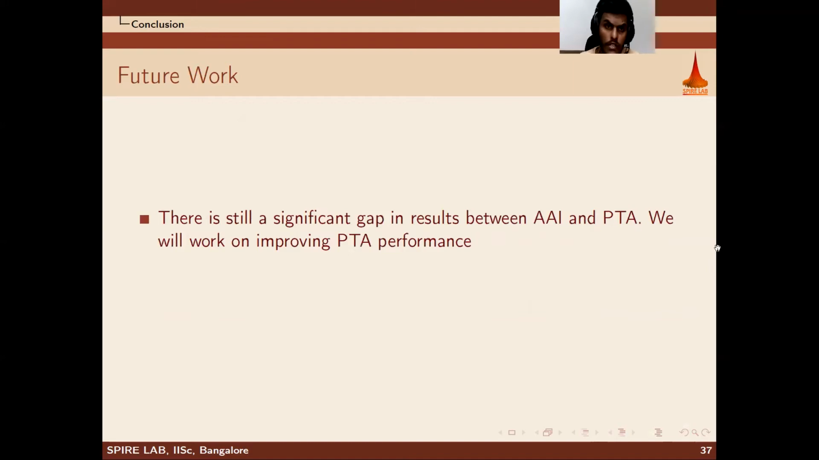Now looking at future work, there is still a significant gap in the results between AAI and PTA. And this exists even though PTA requires a lot more parameters to learn. So we will work on improving the PTA performance in the future.